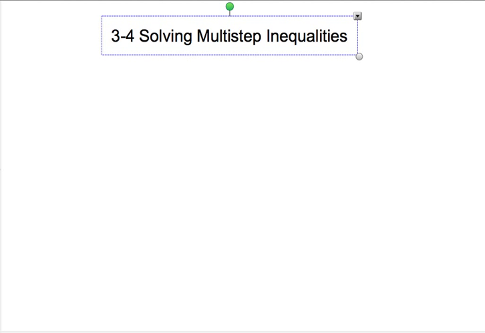In this video, I'm going to talk about solving multi-step inequalities. There's really nothing new going on here. It's the exact same stuff as solving multi-step equations, except for that changing of the inequality symbol when you're multiplying or dividing by a negative. I'm just going to do a bunch of examples here, and then you can start doing them tomorrow in class.